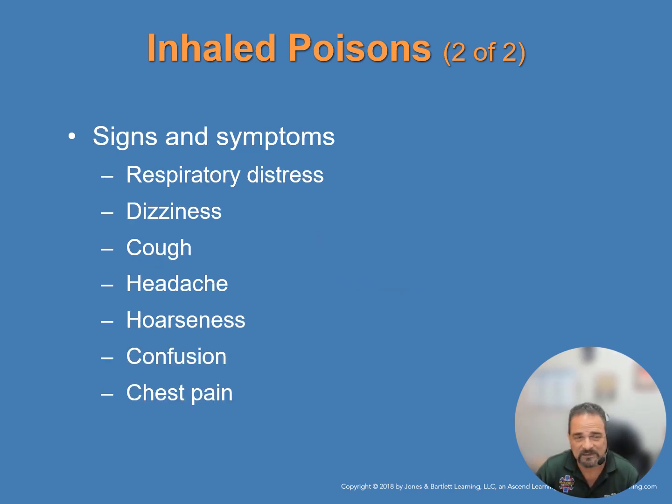Signs and symptoms of inhaled poison: respiratory distress. They can't breathe. They're having a difficult time breathing. They may be dizzy. They may have a cough. They may complain of headache. They may be hoarse. They may have a very hoarse or raspy kind of voice. And then, of course, they may have confusion because they may be having a lack of oxygen. And they could also be experiencing chest pain.